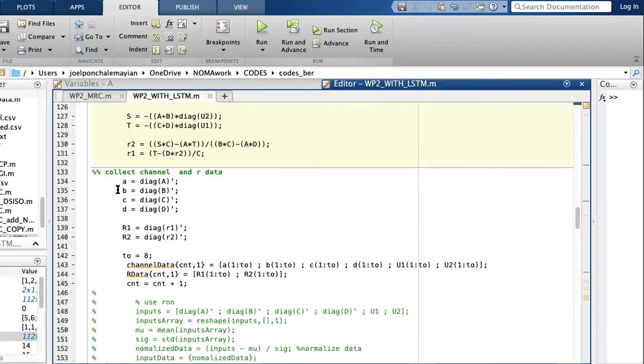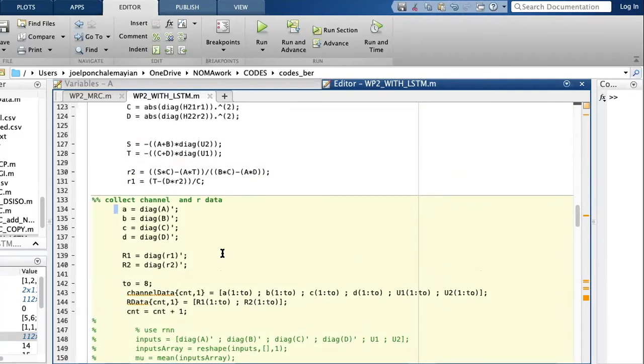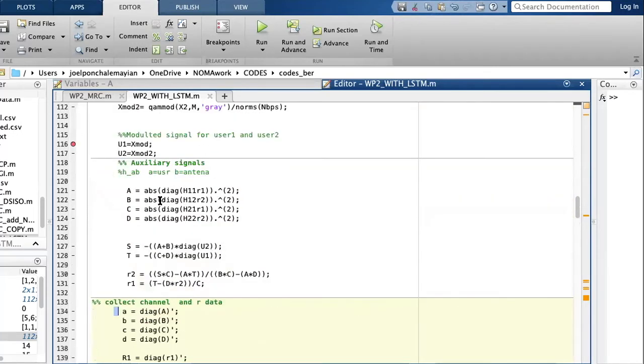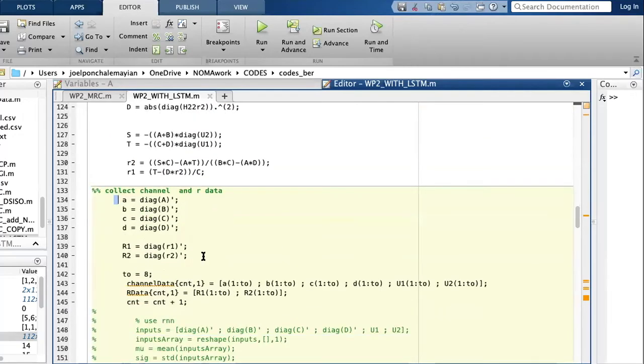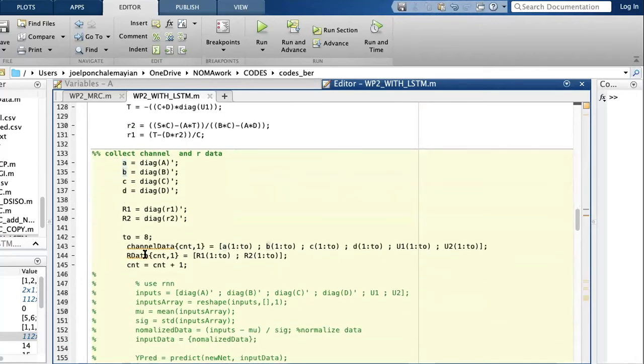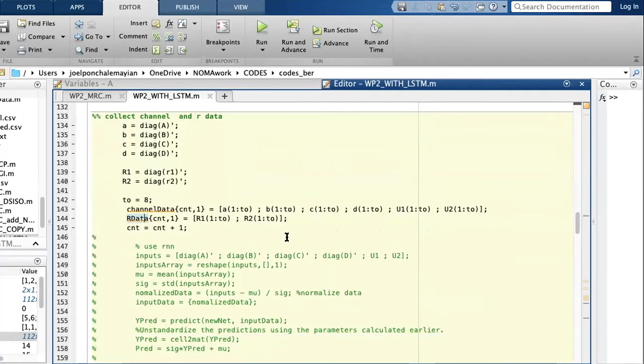Here I'm collecting this data because now I need to train a neural network. For you to train a neural network, you will need to have your inputs and your outputs. So in this part, these are simply variables which are trying to collect that data to be used to train the neural network. Before you'll be able to use the neural network, you need to train it. So you collect your data here so that you'll be able to train your neural network later on.